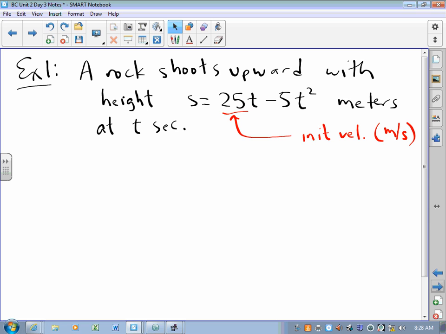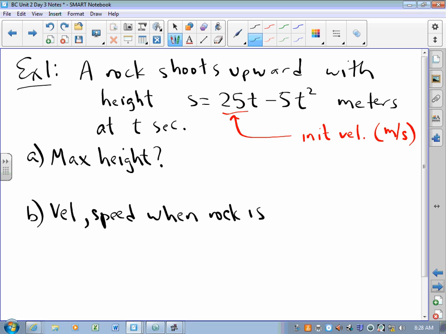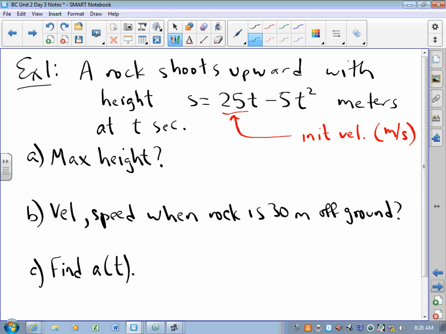You can make up your own problems. Within the sphere of Earth's gravitational influence, you can make up your own problems by saying, okay, I want the initial velocity to be whatever, and that goes in that slot. That'll do just fine. I want to find things like the maximum height of the rock. I want to find the velocity and speed when the rock is 30 meters off the ground, which we assume is flat and has height 0. And I want to make sure I can find the acceleration function as a function of time.